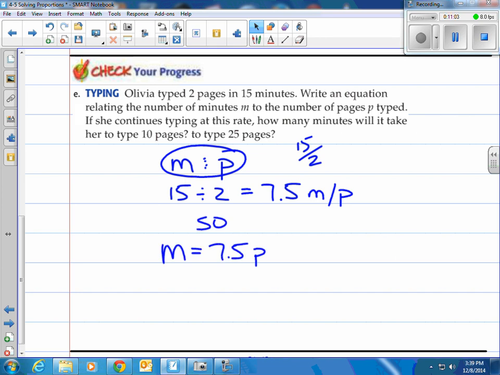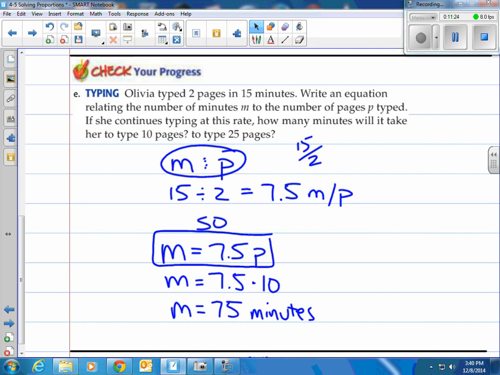So how many minutes will it take to do 10 pages? Well, we have to use this equation. M stands for our minutes, P stands for the pages, and 7.5 is our constant of proportionality. So let's take our 10 and plug it in for the pages that we want. Multiply 10 times 7.5, and that gets you 75. So it's going to take 75 minutes to do 10 pages at that rate.